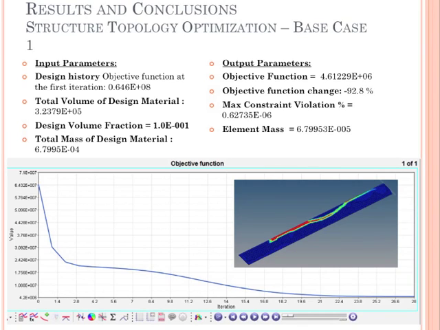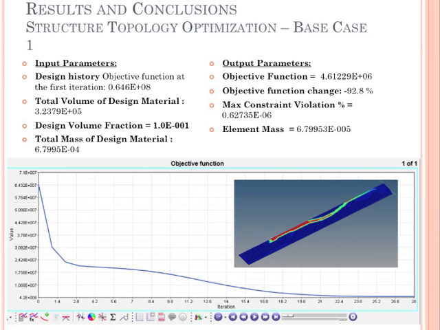The results of the optimization for base case 1 are shown here. The output results show an element mass of approximately 6.8 times 10 to the negative fifth, which is the mass for the elements of the structure. To determine the mass for the entire structure, this number is multiplied by the number of elements in the model. The calculated mass for the design is approximately 342 pounds.